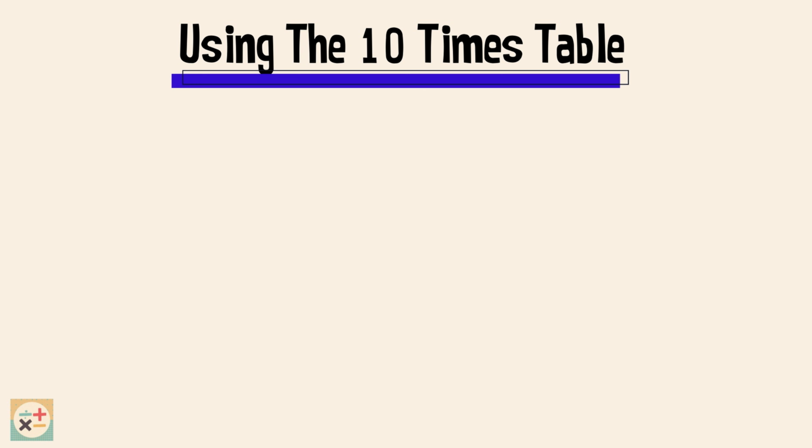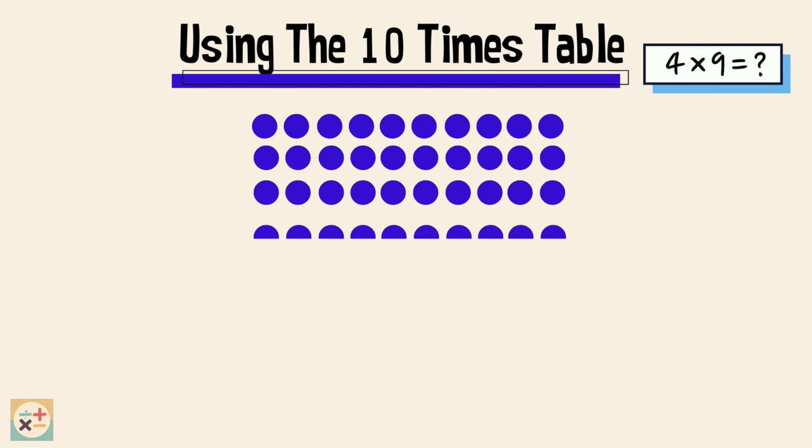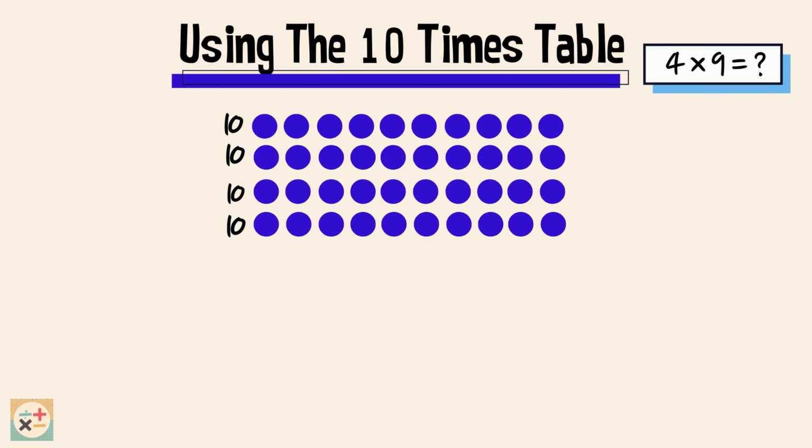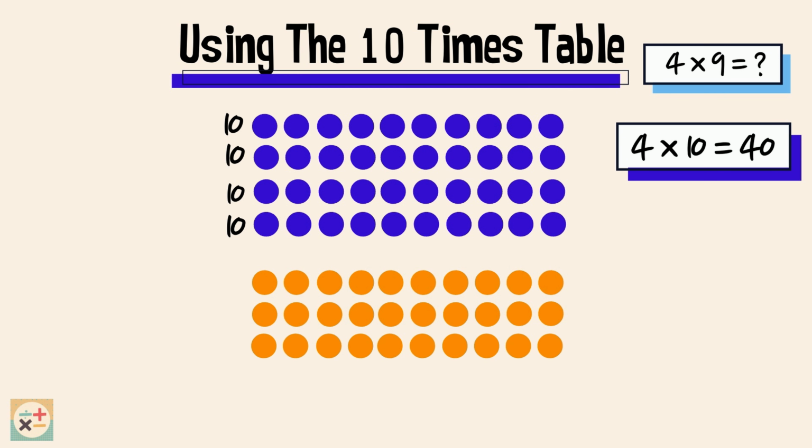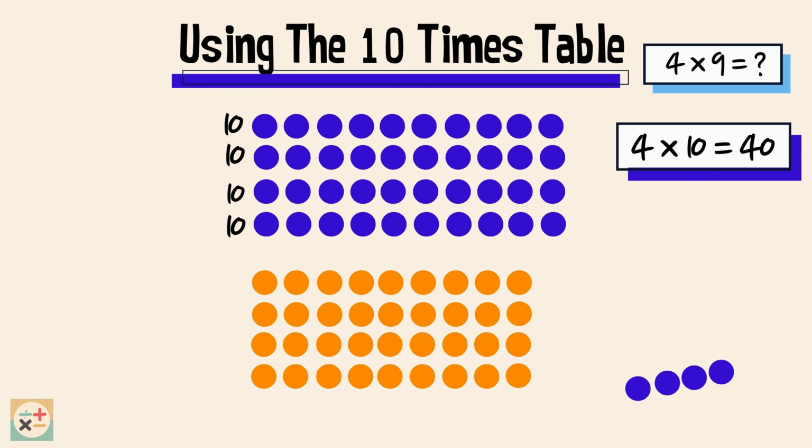Now let's look at how to utilize the 10 times table to help with the 9 times table. Let's work out 4 times 9. Here we have 4 rows of 10 counters. This represents 4 times 10, which equals 40. However, we only need 4 rows of 9 counters to represent 4 times 9.